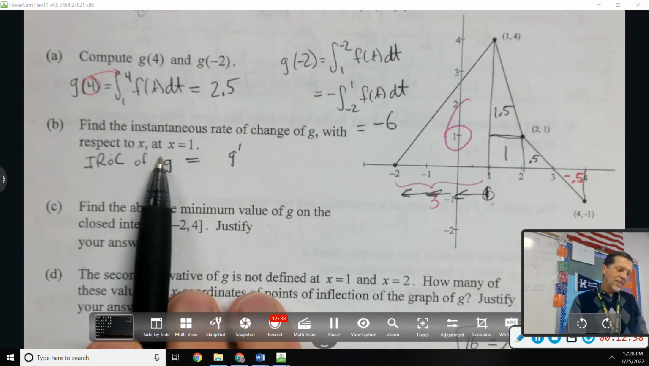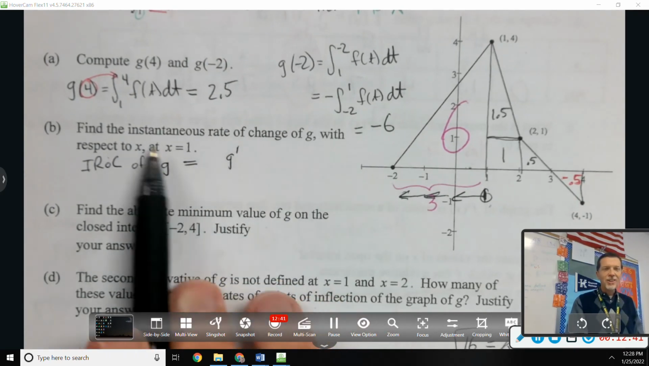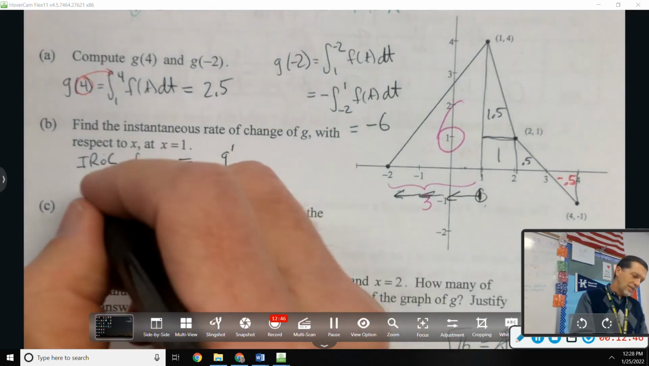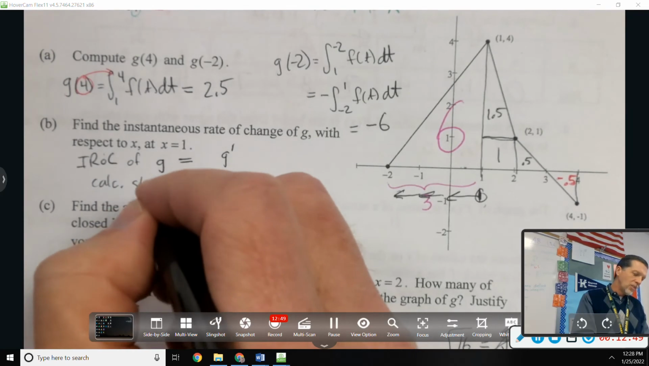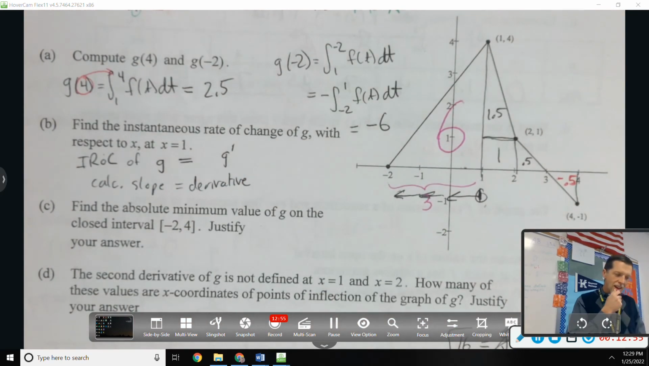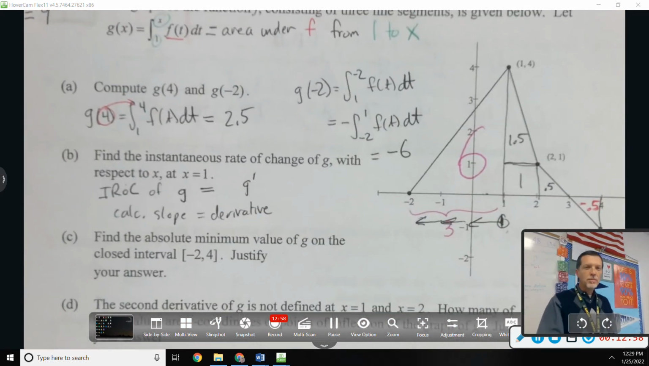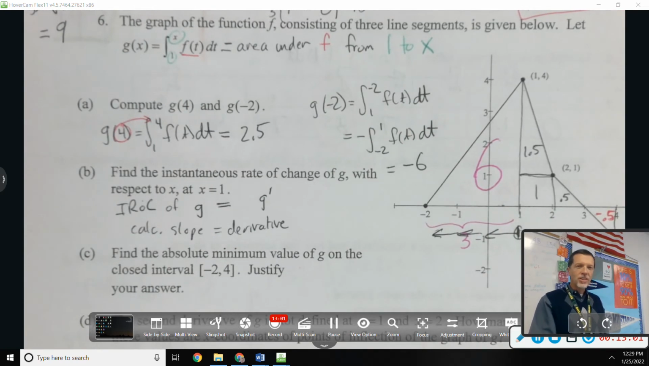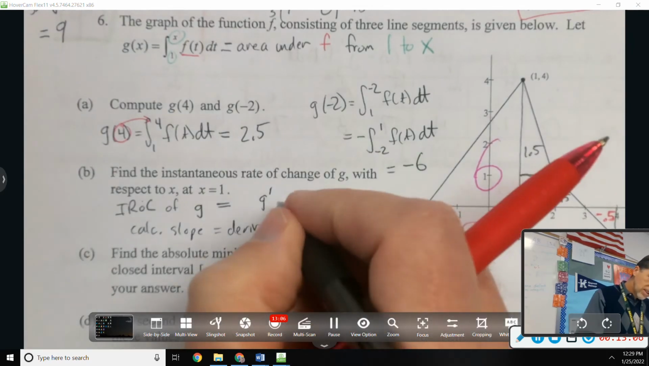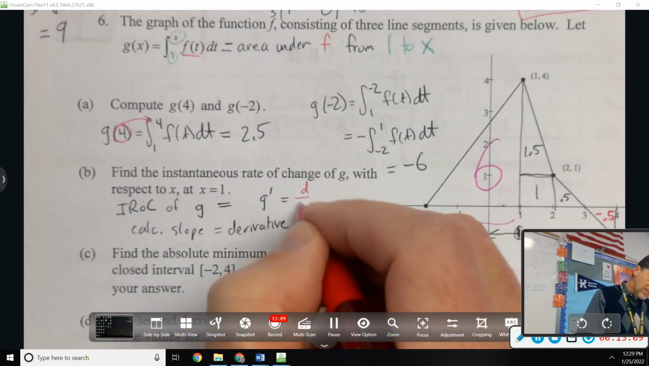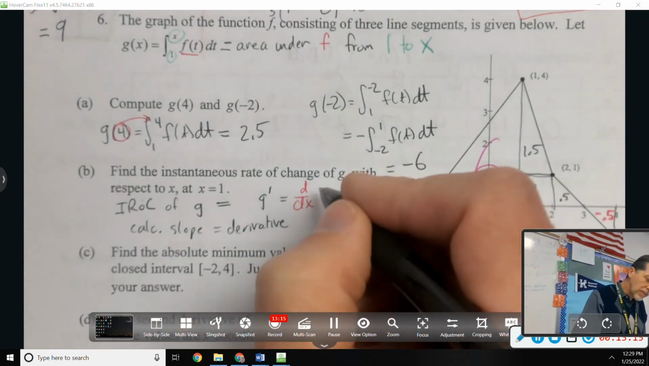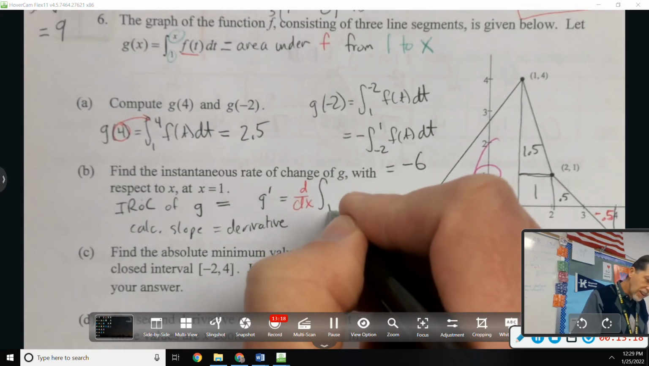Part B, find the instantaneous rate of change of G. So that's just, hey, do you remember what all those words mean? Hope so. G prime. IROC means calculus slope, means derivative. Like all those words go together. So I need G prime. So what's it going to take to get G prime? It's the slope of G, but I don't really have G. Instead, I'm going to take the derivative of the integral.